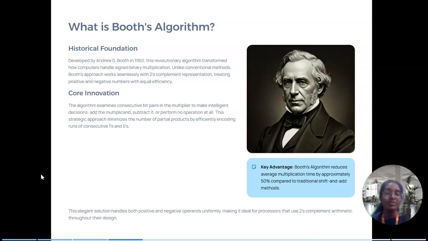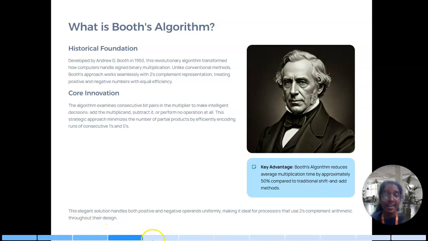What's the core innovation? The algorithm examines consecutive bit pairs in the multiplier to make intelligent decisions: the multiplicand is added, subtracted, or no operation is performed at all. This strategic approach minimizes the number of partial products by efficiently encoding runs of consecutive ones and zeros. The elegant solution handles both positive and negative operands uniformly, making it ideal for processors that use two's complement arithmetic throughout the design. The key advantage is that it reduces the average multiplication time by approximately 50% compared to traditional shift and add methods.